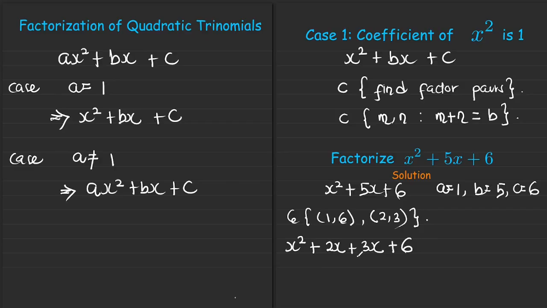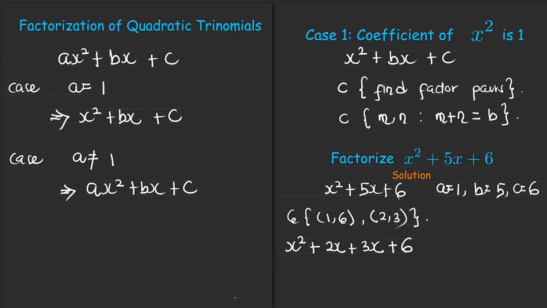The instruction is simple. If the coefficient of x squared is 1, take the C and look for its factor pairs that give you the B. If you get that, you now look for a way to rewrite the B as a sum of the factor pairs you now have. With that, you are going to get 4 terms, and then you continue with your factorization.